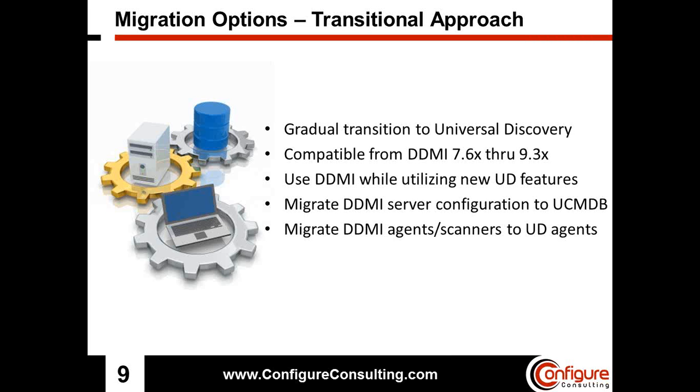For your migration options, the first is a transitional approach. You can continue using DDMI for inventory discovery while simultaneously utilizing discovery features of Universal Discovery. Migrating DDMI server configurations to the UCMDB server is optional. In this way, you can first implement a parallel environment and then gradually make the transition to Universal Discovery. This approach is ideal for large deployments or highly distributed environments with a large number of DDMI nodes, numbering in the tens of thousands or even more.